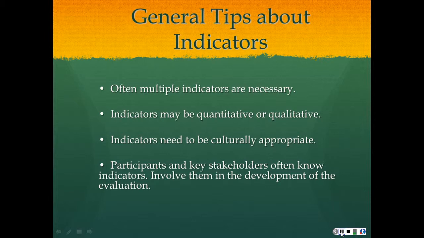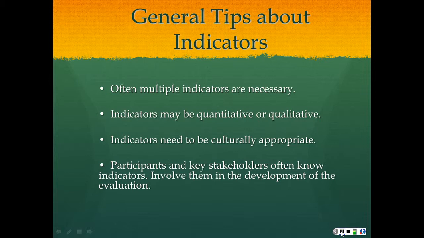So one typical example is the client appears confident because they're making eye contact. Well, eye contact is not always an appropriately cultural activity. And so that would not necessarily be a culturally appropriate indicator, because for some cultures, making eye contact is considered rude. So you have to think when you're developing indicators that you want to make sure it's appropriate to the group that you're looking at. And you should be involving key stakeholders, clients, and others in the development of your evaluation plan, and they can also help you to figure out what appropriate indicators are.